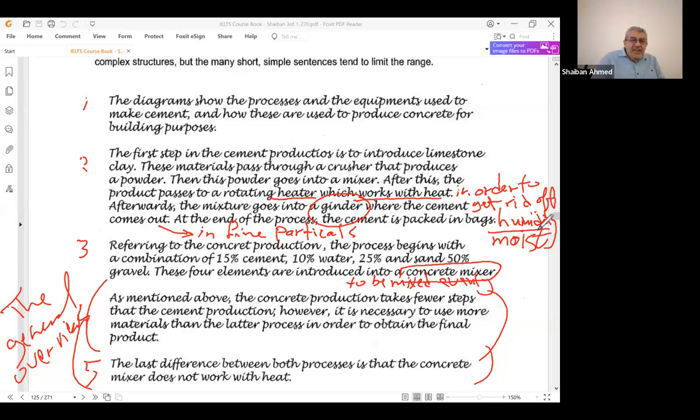Okay, now, can we say after we finish, concrete is one of the best materials in building? Can we say that? Yes. So here, please don't forget.